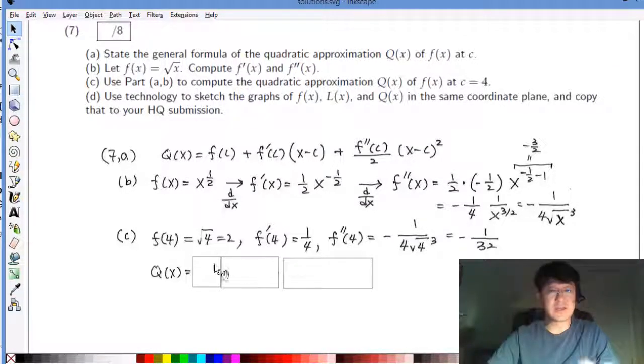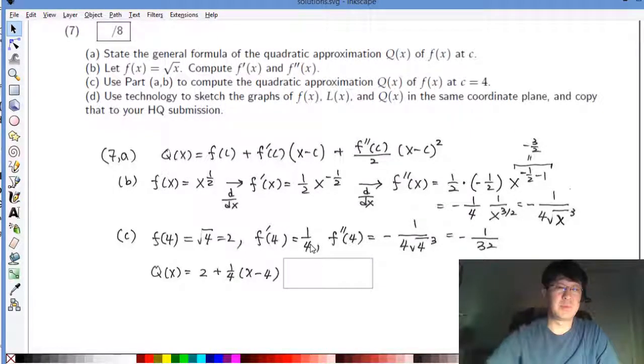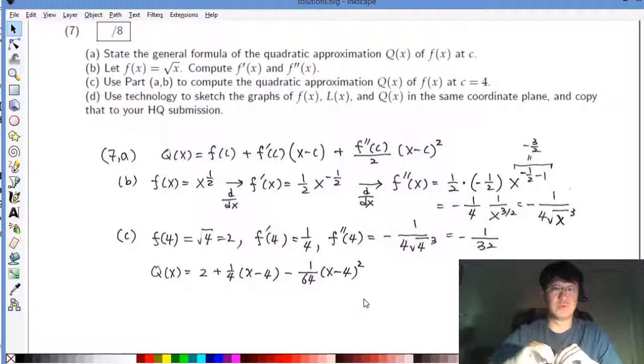So Q(x), first term: f of c is replaced by that 2. Second term, 1/4, is going to appear as a coefficient. That's again the linear approximation. Then the last term is going to replace this part with a 2 in the denominator. So that is actually negative 64 in the denominator there, times (x minus 4) squared. So that is the full answer.